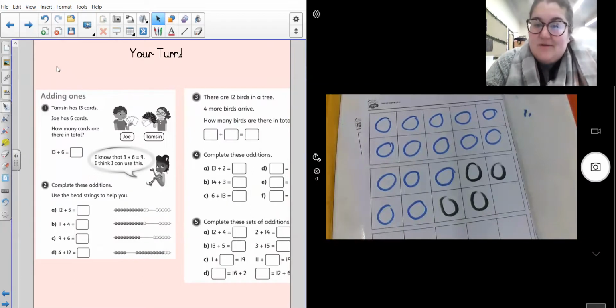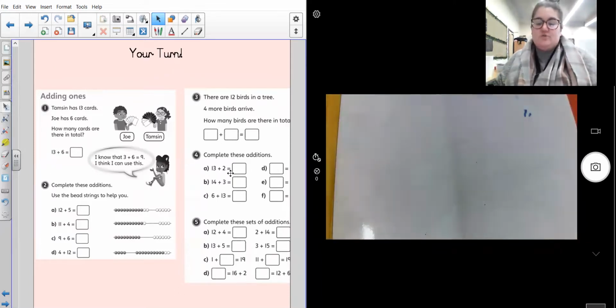So it's going to be your turn, okay? This worksheet will be put on the class story, okay? And just take your time and have a try for me. So rather than just working the addition problems out in your head, I really would like you to try and have a go at adding the ones first. So let's just pick one. I'm going to choose this one, 13 add 2, and I'm going to choose to do this one with you.